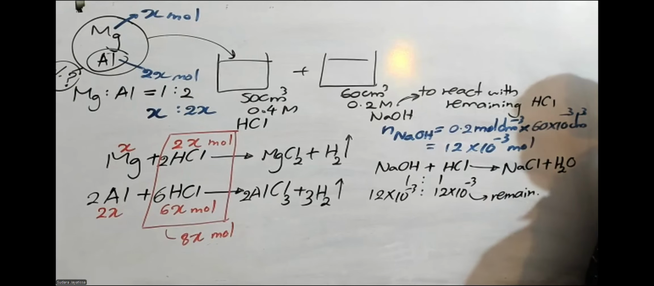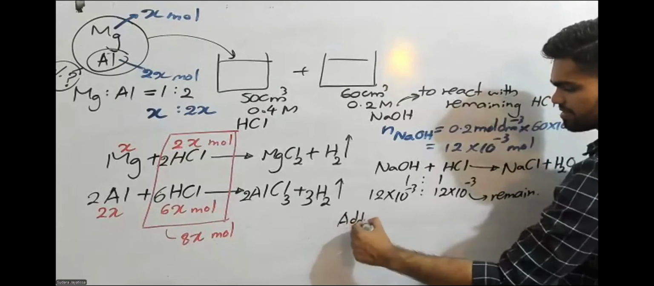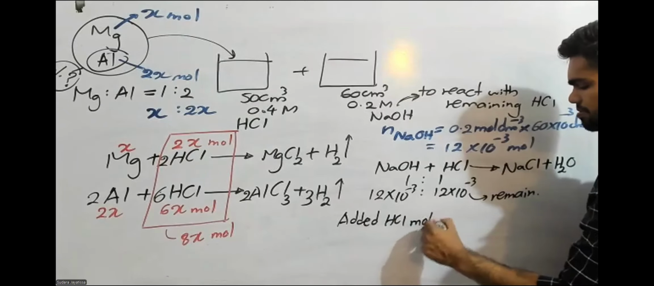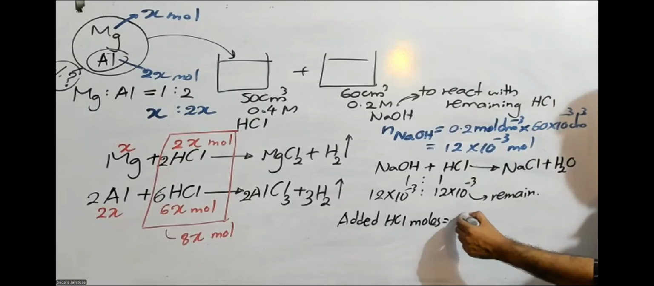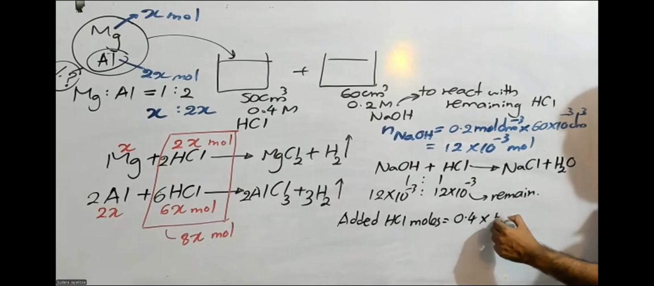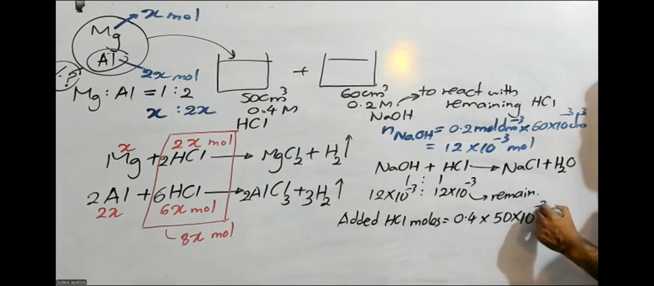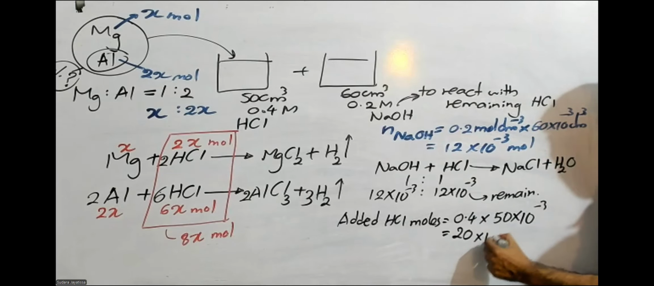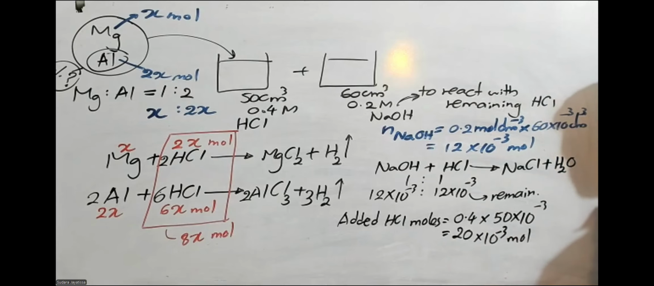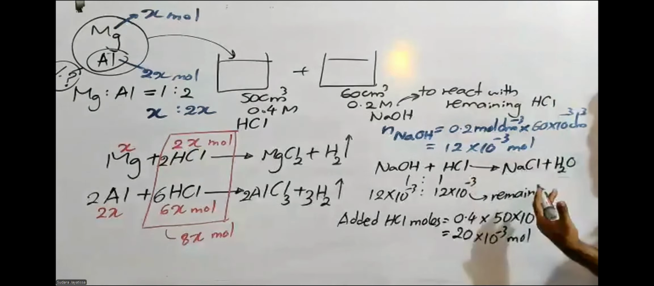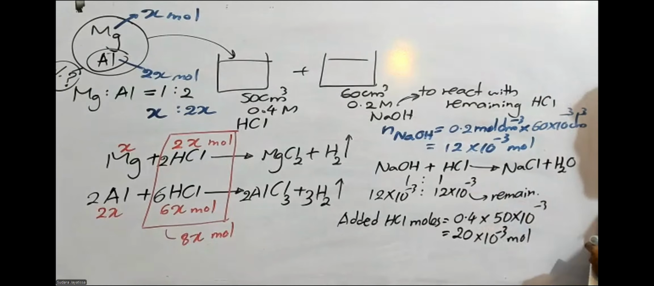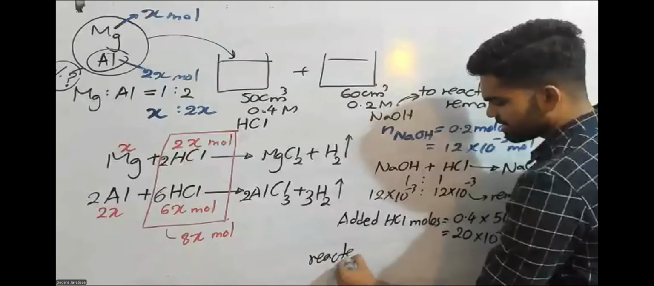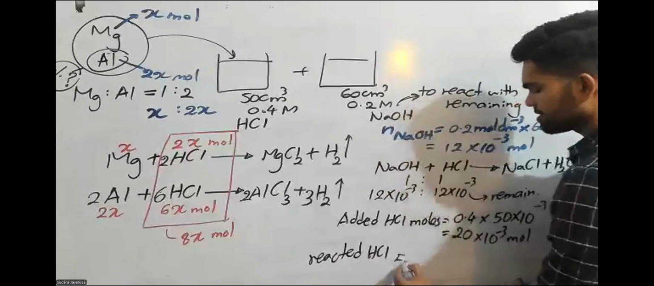Okay, then we can find out the added moles of HCl. So simply we can multiply that 0.4 mole per decimeter cube by the volume, 50 into 10 to the power minus 3. So you will be having 20 into 10 to the power minus 3 moles of HCl added. Out of that 20, you can see 12 into 10 to the power minus 3 is remaining. So finally, we can get the reacted HCl moles.